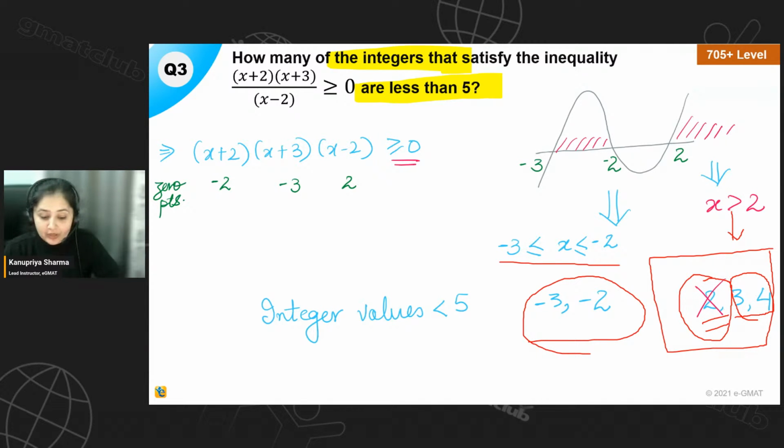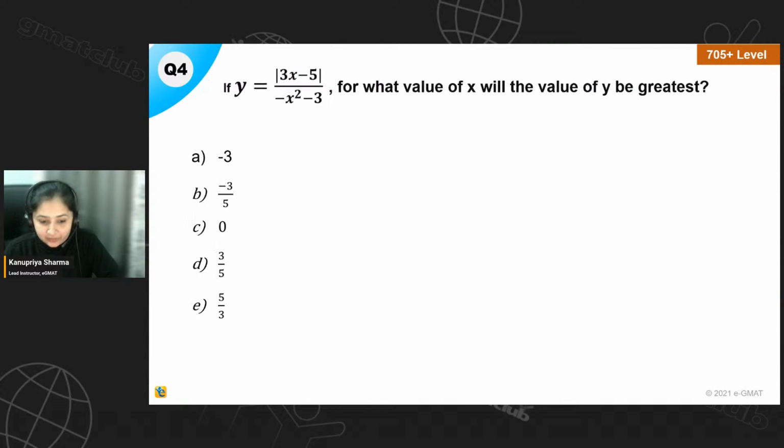All right. So I hope you are all updating your error logs. By the end of the session, you will have a good error log that can be used to take corrective actions. With this, let's move to the next question.